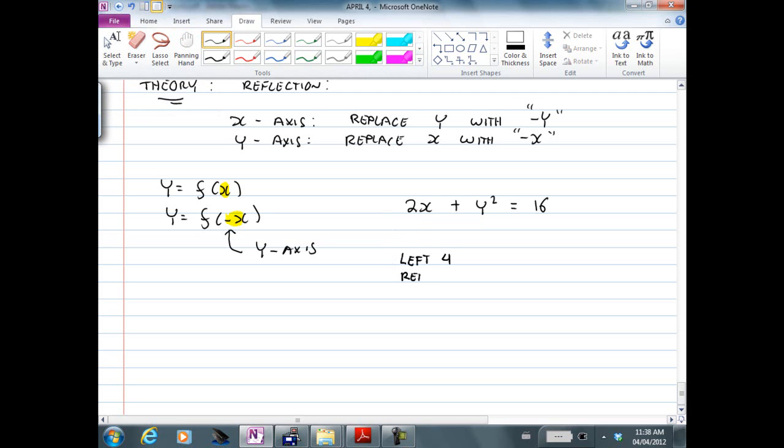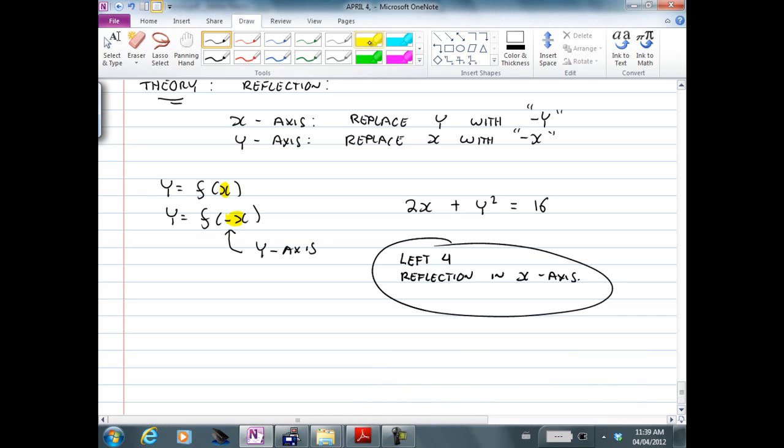Reflection in the x-axis. What is the new equation going to be if I go left 4 and reflection in the x-axis? I'm going to pause it. I'm going to start with left 4.